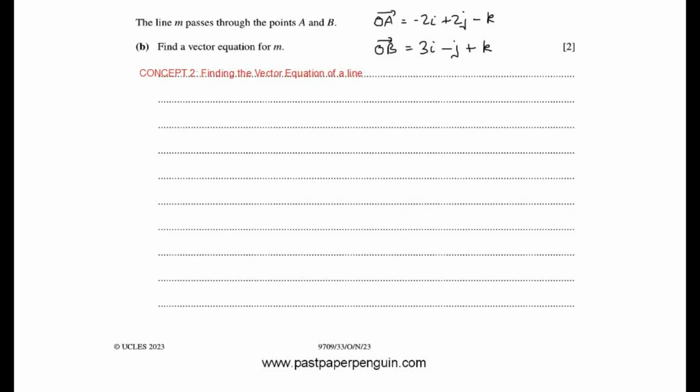Next concept that they like to test is finding the vector equation of a line. Now, a vector equation of a line is different from finding a vector. So a vector is something such as vector AB or vector CD. But the vector equation of a line is represented as r is equal to a plus lambda times (b minus a). Here, a and b are position vectors of 2 points on the line.